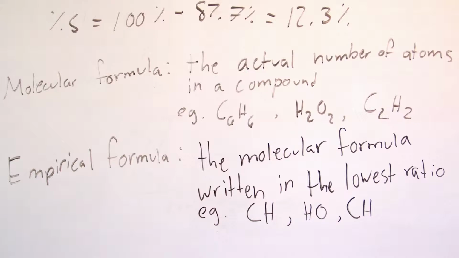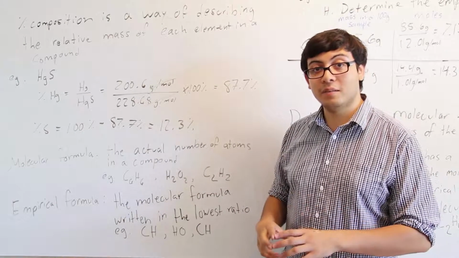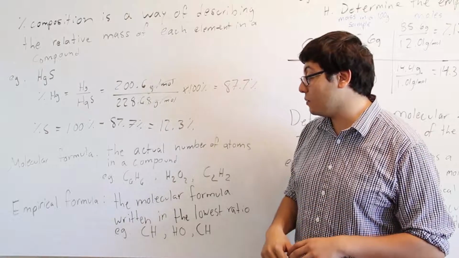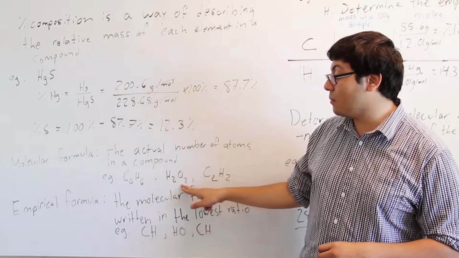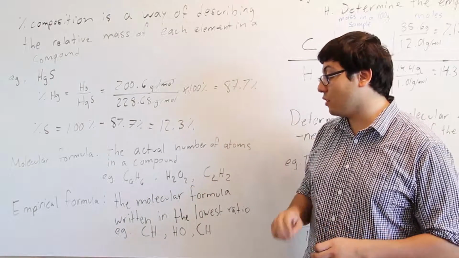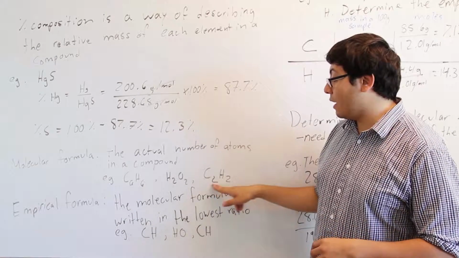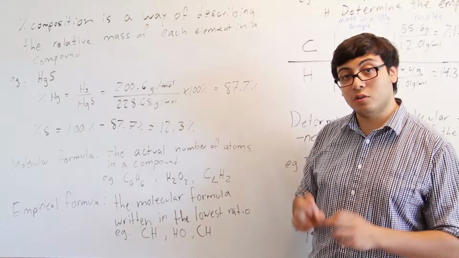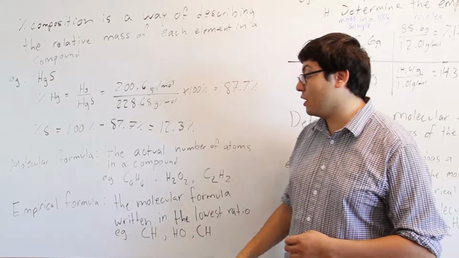Molecular formula. The molecular formula is the actual number of atoms in a compound. So for example, benzene, C6H6, has 6 carbon atoms attached to 6 hydrogen atoms. Hydrogen peroxide is the same, but with 2 hydrogen atoms and 2 oxygen atoms in every molecule. And C2H2 is the same, with 2 carbon atoms and 2 hydrogen atoms.